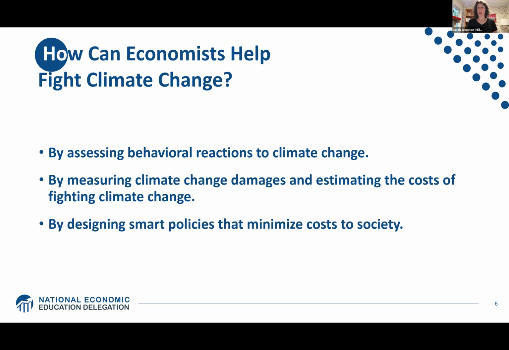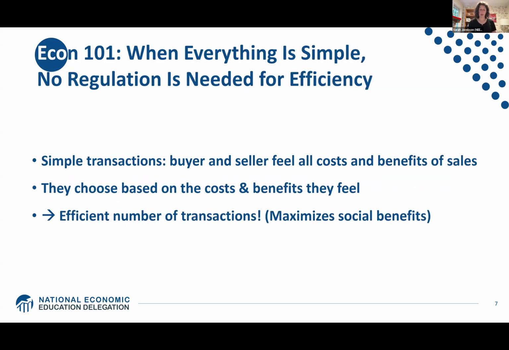And finally, because economists think about incentives and how people respond to the structures that they're in, again, we're a quantitative social science, I think that economists are very good at thinking about how policy can be designed in ways that are going to minimize overall social costs. And you'll see how that shows up when we think about climate change.